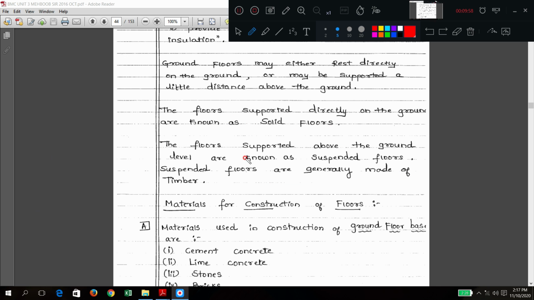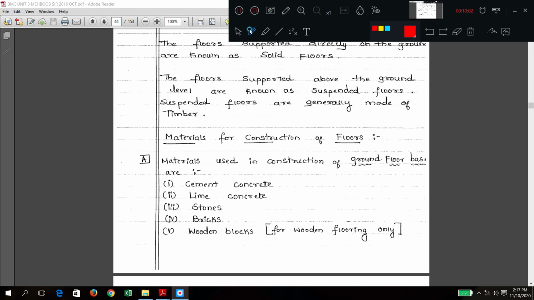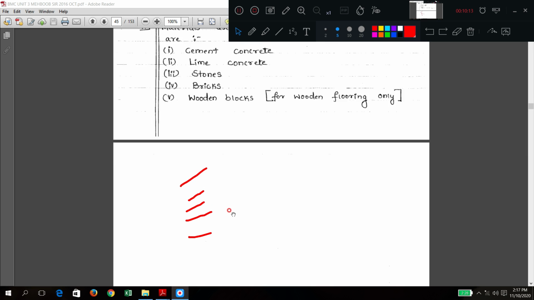So solid floor and suspended floor. What are the different materials? We have so many materials which can be used: cement concrete, lime concrete, stones, bricks, woods. Almost all things can be used as a flooring material.